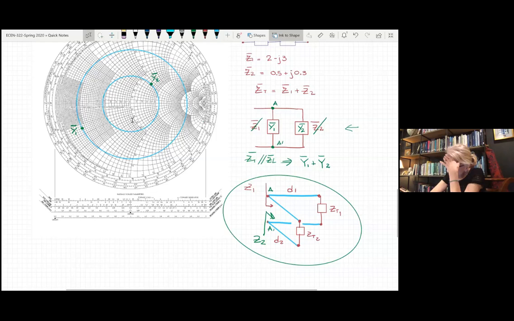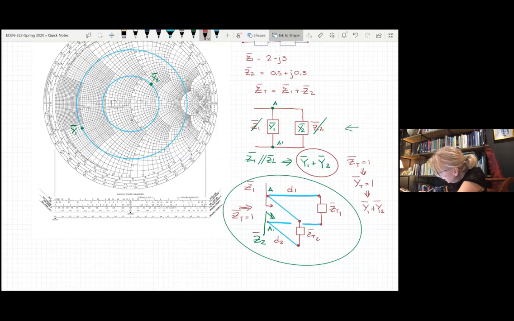Let's now assume that I want to find the lengths D1 and D2 so the total impedance here that I see, and all of these are normalized on the Smith chart, as you can imagine, and we have discussed. I want this normalized total impedance to be 1. I want, therefore, ZT to be 1, which implies that YT, the total inverse of ZT, is going to be 1, which implies, because YT is this for this kind of circuit, which implies that Y1 plus Y2, the sum of the two, has to be one.